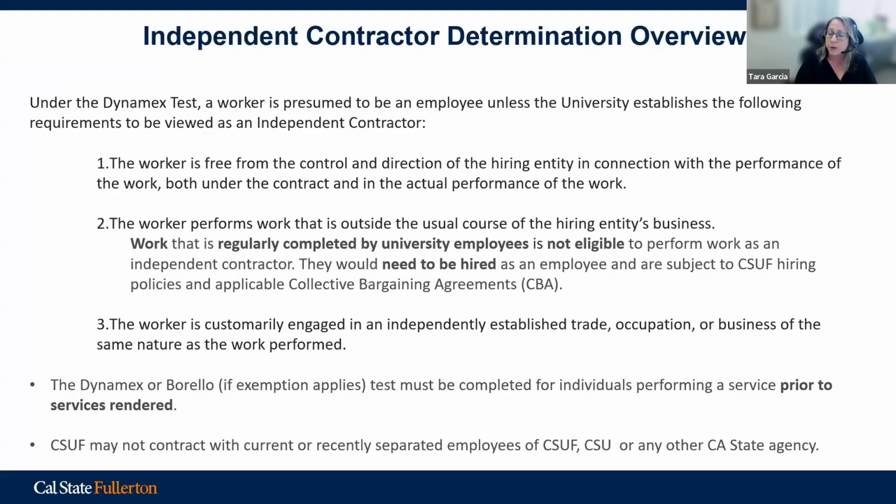And also, a person cannot be an independent contractor if they are a state employee currently, or recently separated, which is 2 years. So if someone is currently working at any CSU, any other state agency, because the state controller's office views us as one employer, they cannot be hired as an independent contractor. They will need to be hired as an employee. How would you know? You're going to ask your individual whether they are recently separated or currently work for a state agency, and then you will notate that on the form.